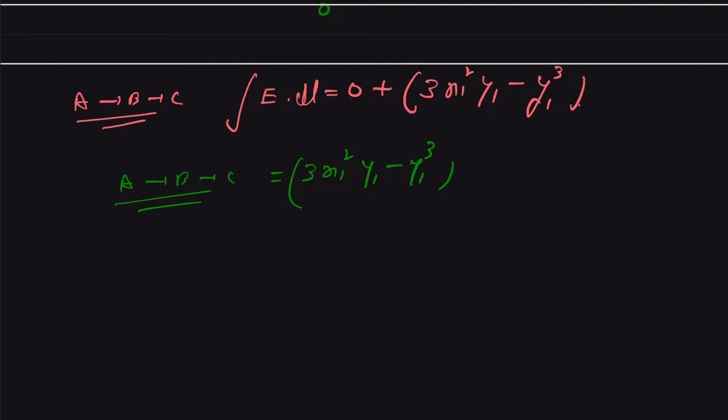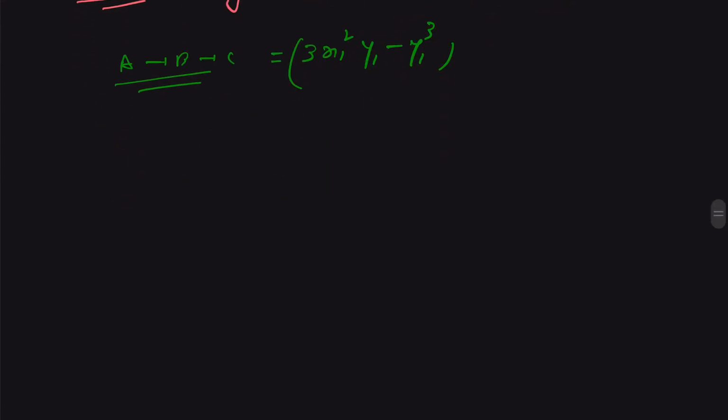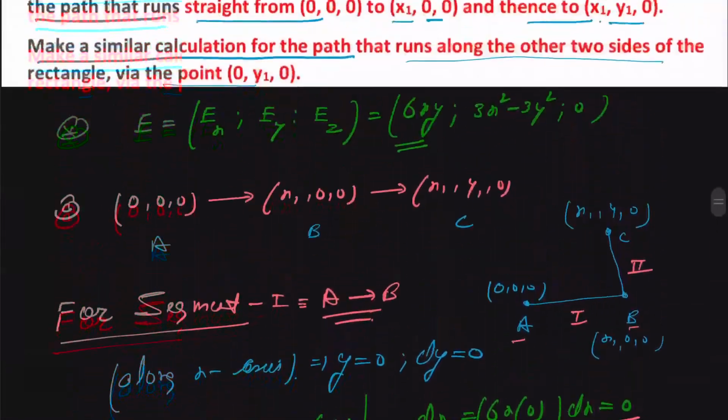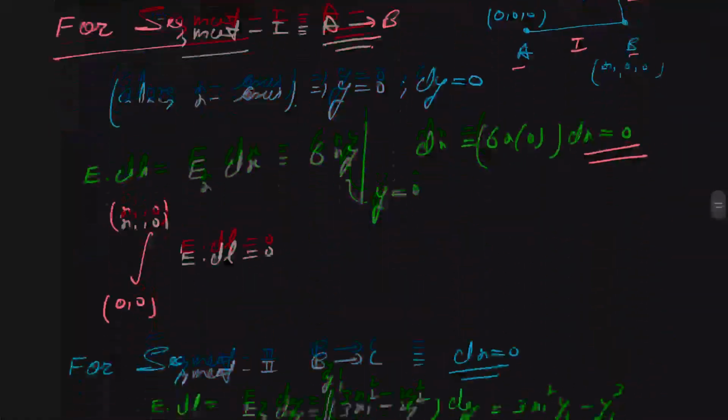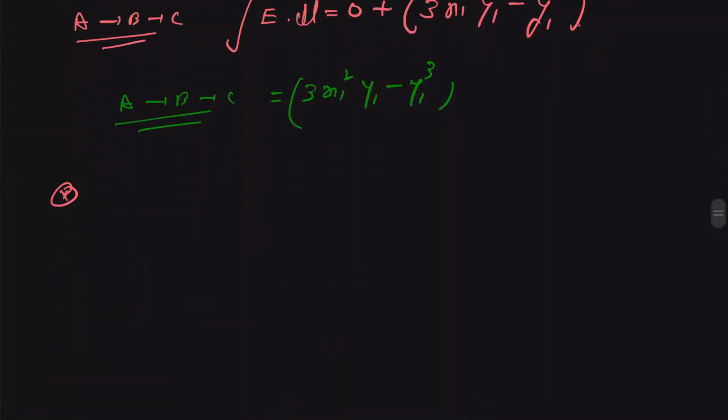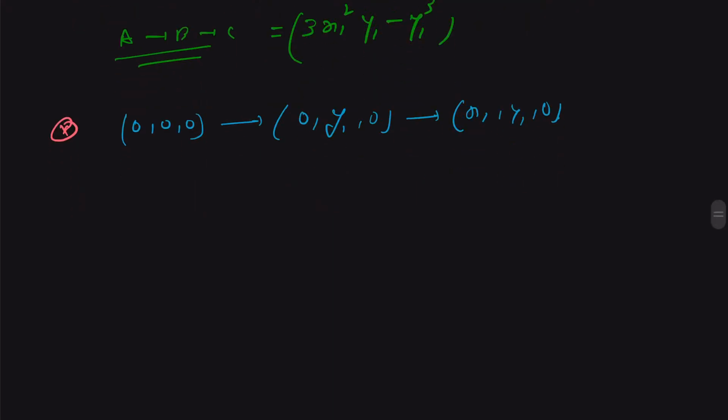Now we come to part B, and in this part B it states that it is moving from 0, 0, 0, another path. Once again it starts from 0, 0, 0, then it moves to 0, y1, 0, and finally it comes back to the same position, that is x1, y1 and 0. So the initial point is A, the final point is still C, and the middle point is, let us suppose, B prime. That is a difference here.